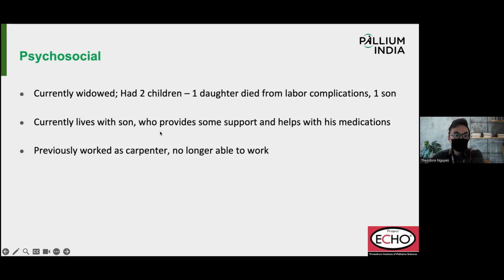For psychosocial, he's currently widowed, has 2 children. 1 daughter died from labor complication, and he has 1 son who he currently lives with and provides some support and helps with management of his medications. And he has previously worked as a carpenter, but due to his disease, he's unable to continue working.